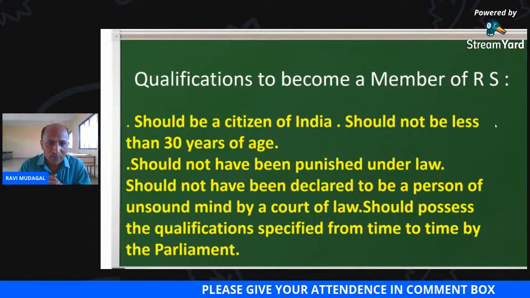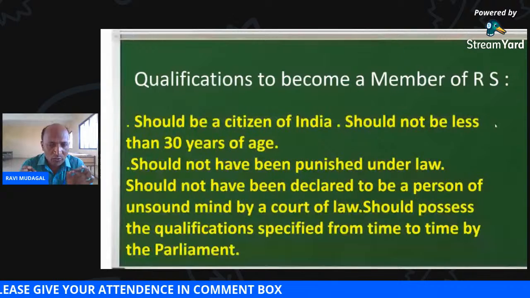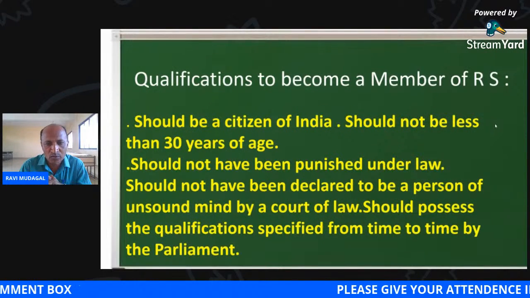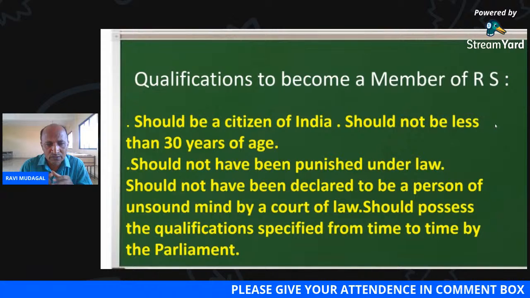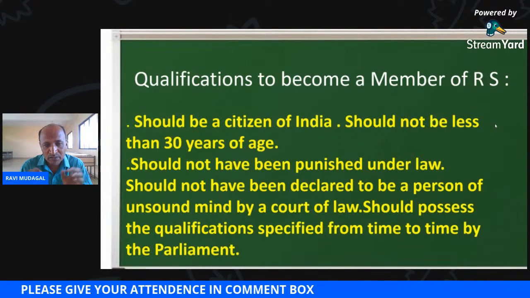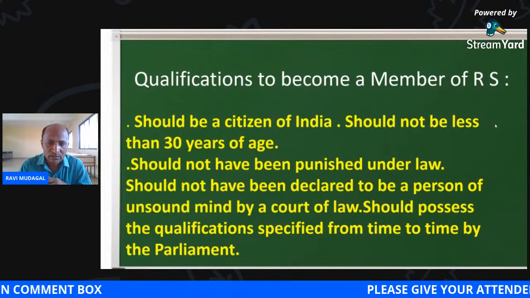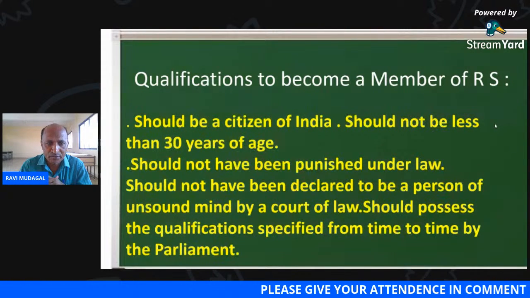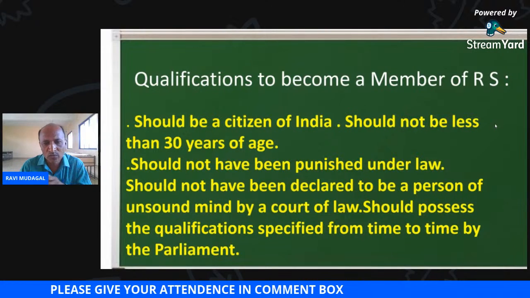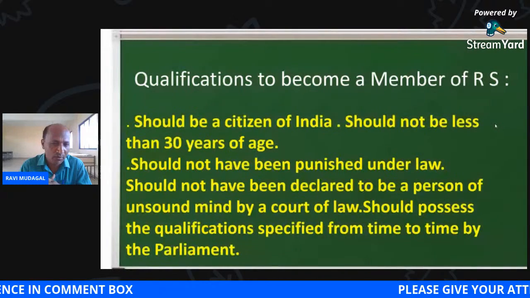What about the fourth qualification? Should not have been declared to be a person of unsound mind by a court of law. This is the fourth qualification to become a member of Rajya Sabha, and one more, should possess the qualifications specified from time to time by the Parliament.